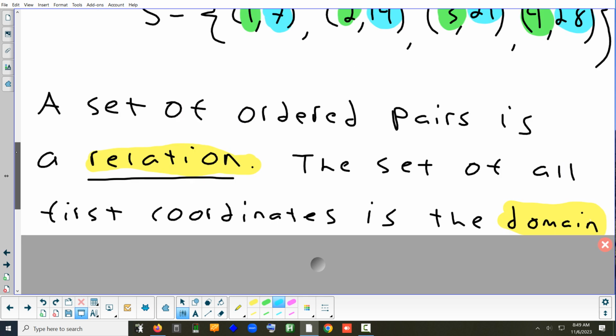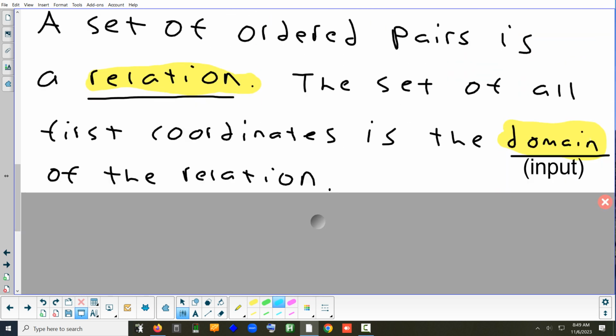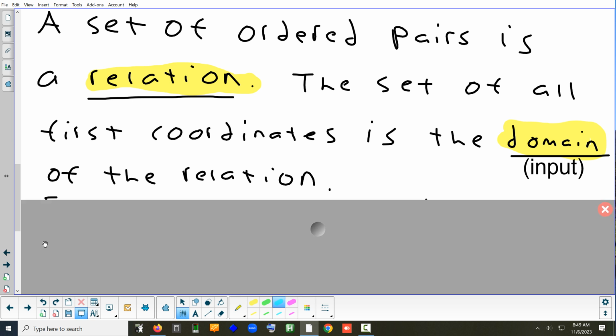But the first coordinates, okay, the ones that are all highlighted in green, the 1, the 2, the 3, and the 4, those are called the domain. Which, yes, another name for that is the input.